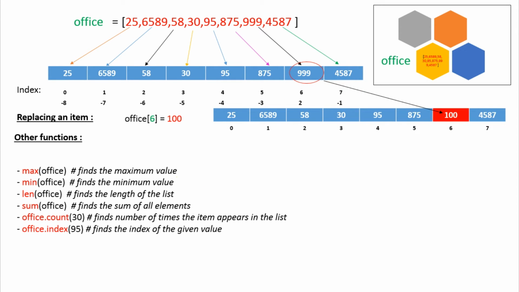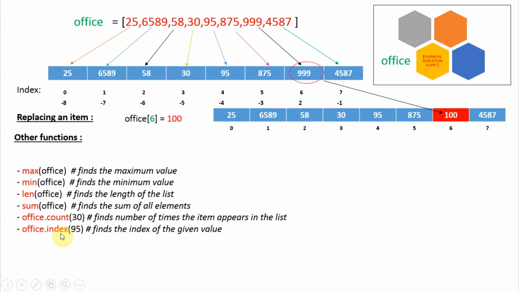Let's see other functions like max of L. It will give the maximum value. Then min, it will give the minimum value. Length, it will give the length of the list. Sum, it will add all the elements of the list. Then L dot count, it will find the number of times this item appears in the list.